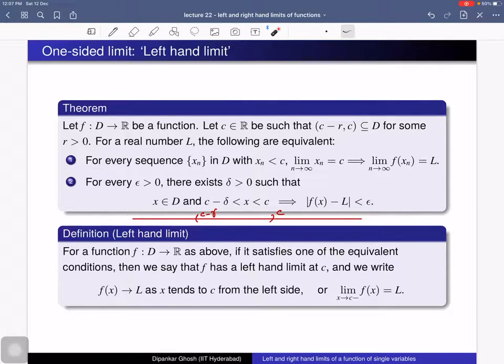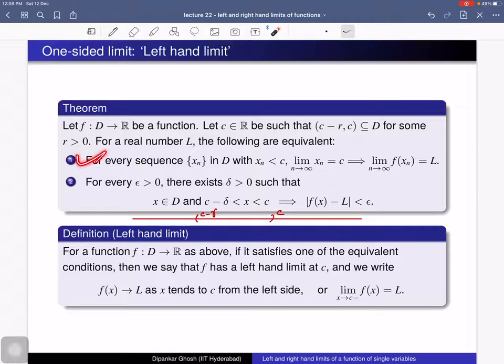So while defining limits of functions, we have proved that similar conditions are equivalent. So one condition was in terms of sequences and another one was the epsilon delta definition. But in this case, we are slightly changing those conditions. So the first condition is saying that for every sequence in D, if it approaches c from the left side, then this function value should approach L. And for every epsilon there exists delta, such that for all x belongs to D, if x belongs to this neighborhood, this range, then f of x should be in the epsilon neighborhood of L.